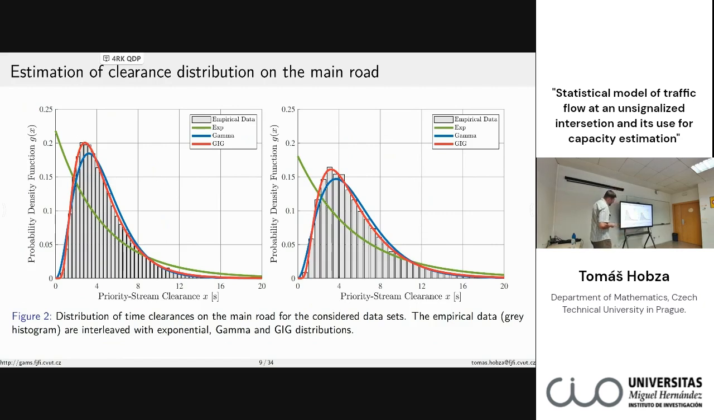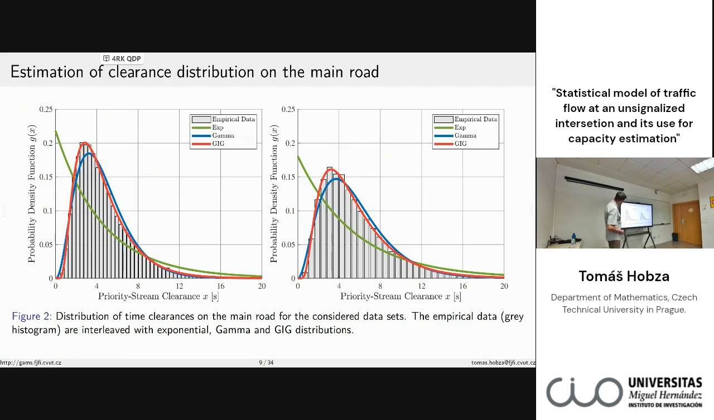Then what engineers actually use in practice is that they assume the distribution is exponential. Why? Because it's very easy to work with, and they have very nice formulas. But you can see that this is completely not the case. The exponential has a big probability near zero, and this is completely the opposite of what we need.